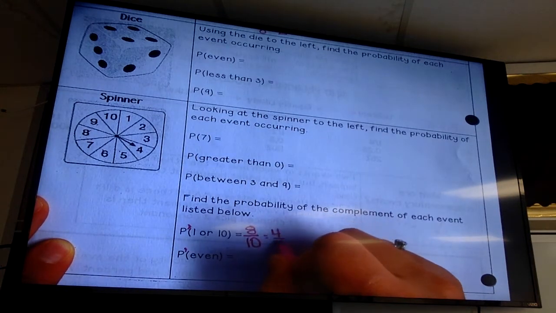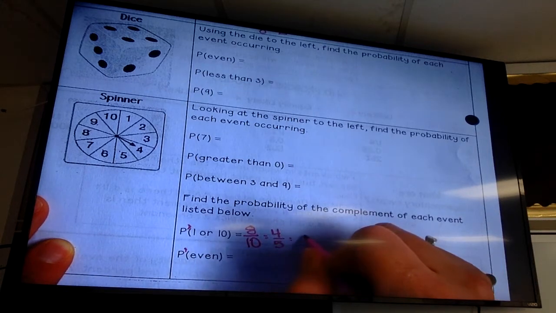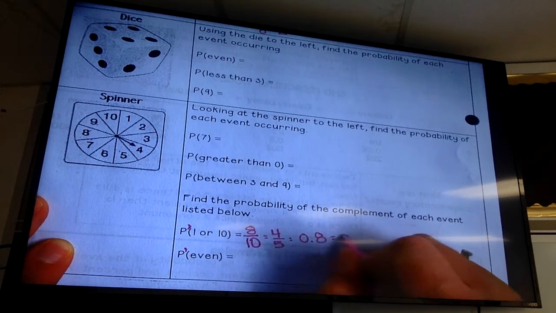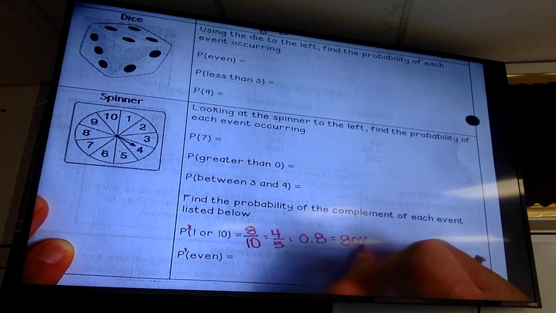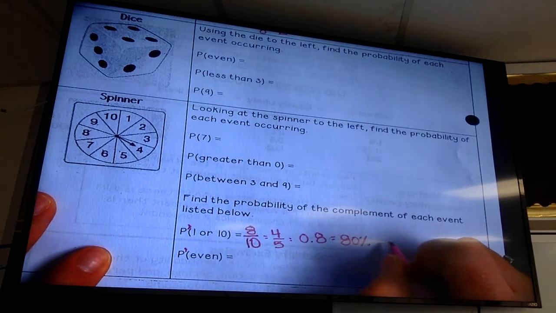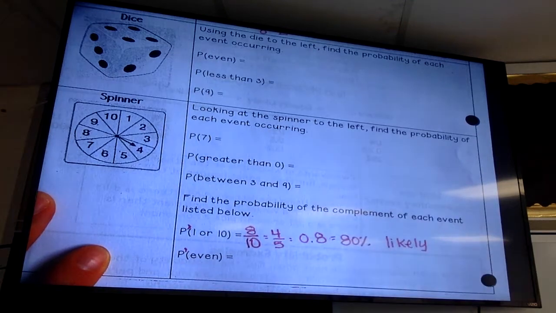Or 4/5. I know that's 0.8 as a decimal. I know that's 80%. And if it's 80%, that's higher than 50, but not 100. So we would say it's a likely event.